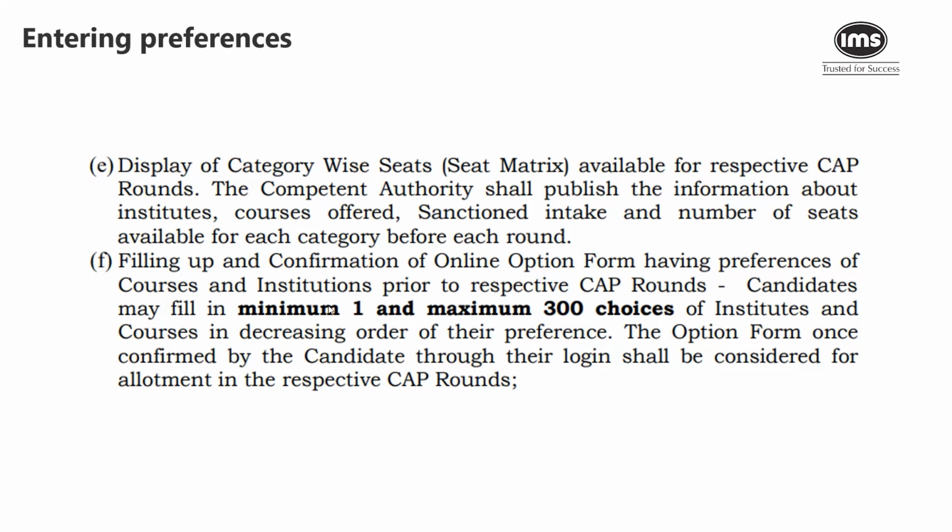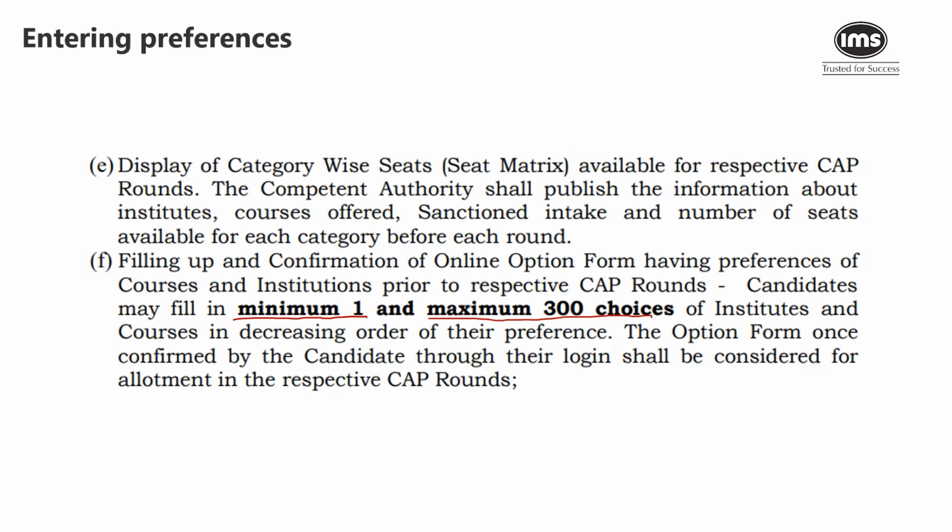So this first preference that you put, right, you can put minimum of 1 and maximum of 300 choices in the CAP form. Of course, nobody will end up putting so many choices. You will be selective and you will put the colleges that you really want to get into. But when you do the first preference, the first option that you put, be very, very careful. This should be an aspirational college for you. This is the best college that you are looking forward to.